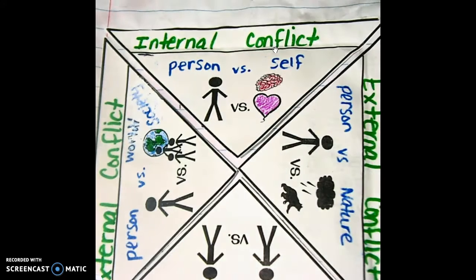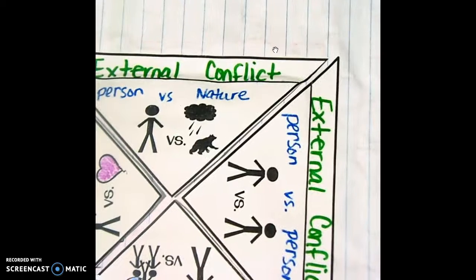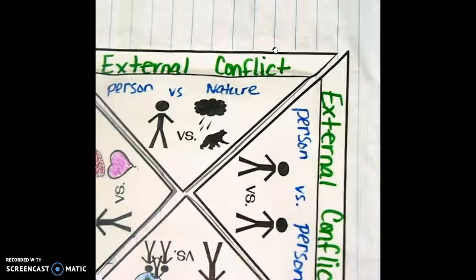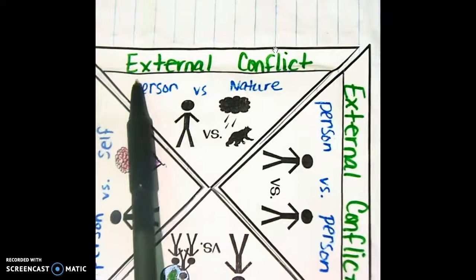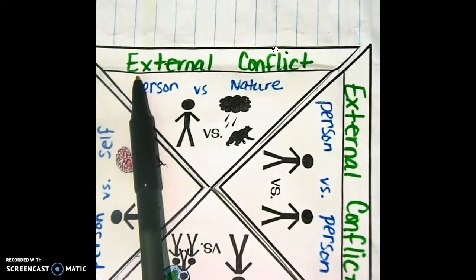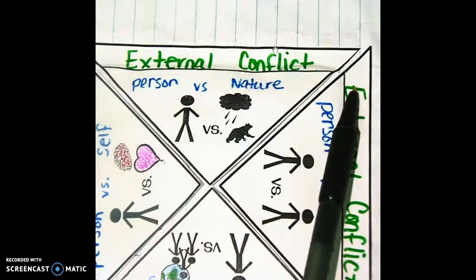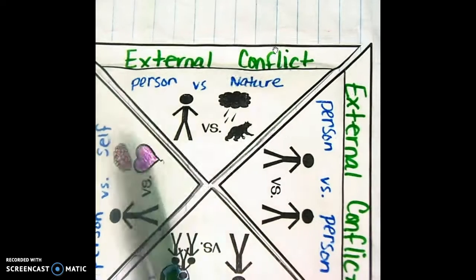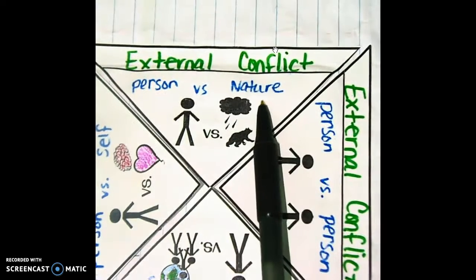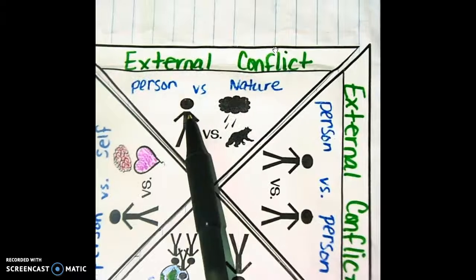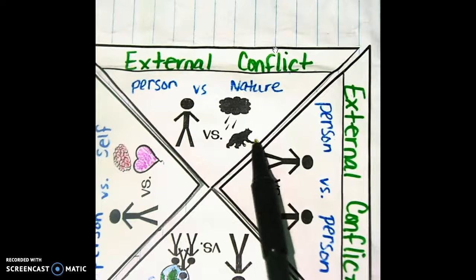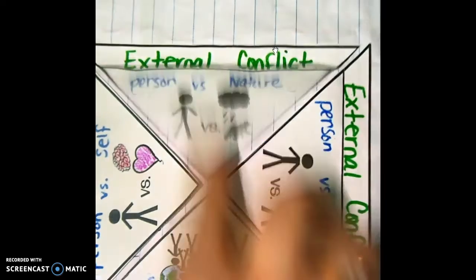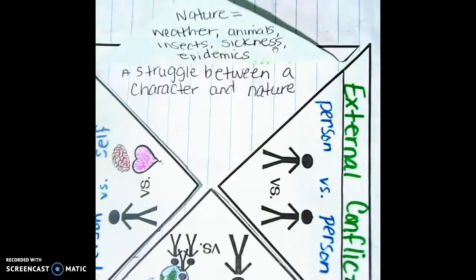The next conflict we're going to talk about is person versus nature. Because this is something that actually can be seen, this is an external conflict. So it's on the outside. Label this external conflict and person versus nature. For you visual learners, this is a good visual. We have a person versus, and then we have the thunder cloud or nature, which is an animal. You're going to lift this up for your notes.